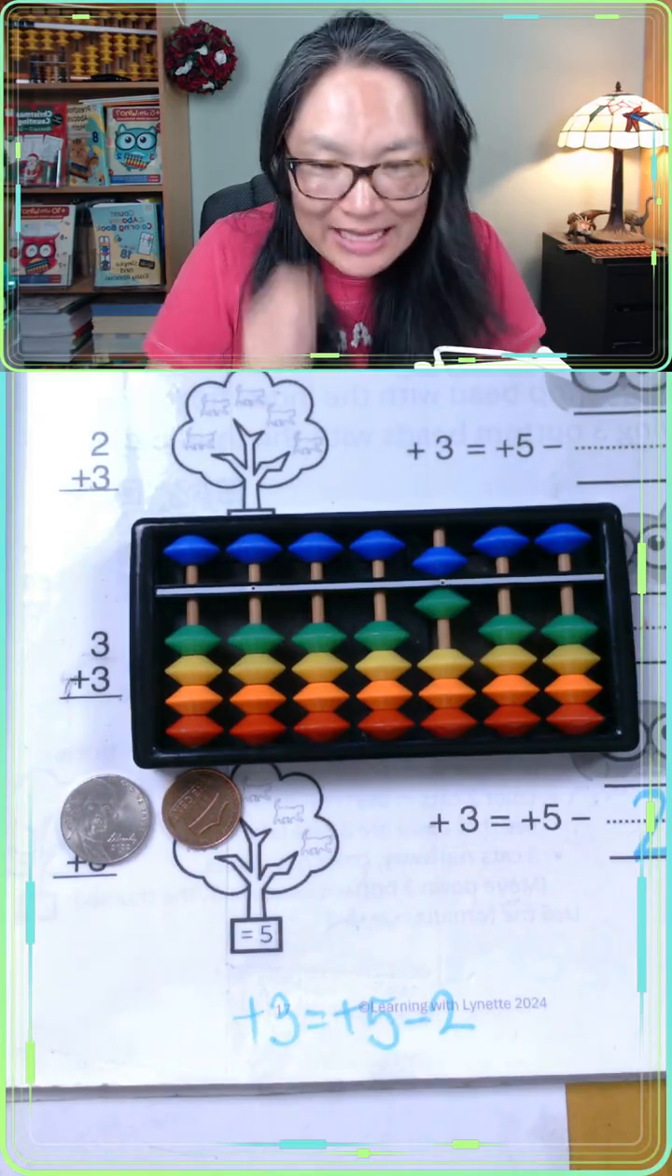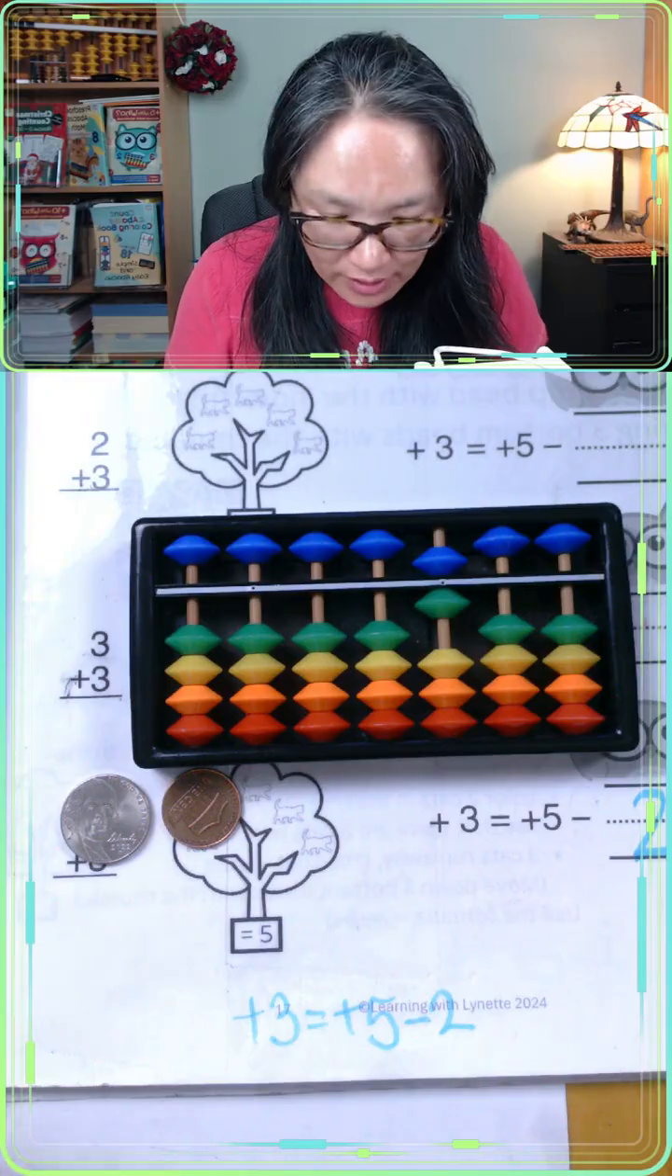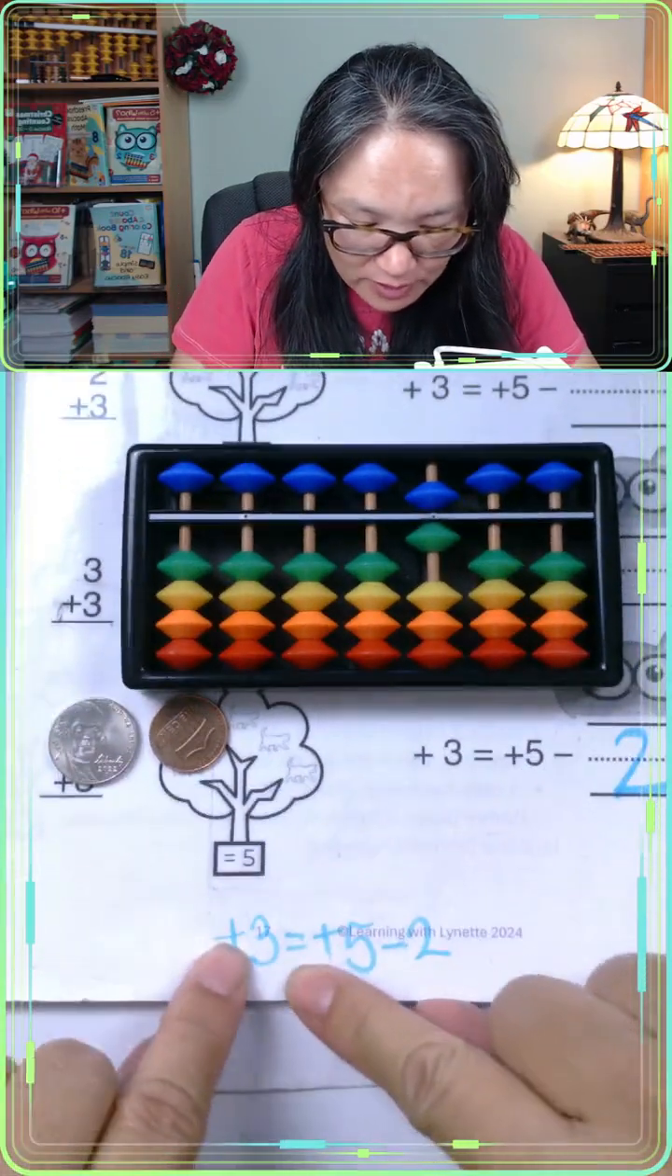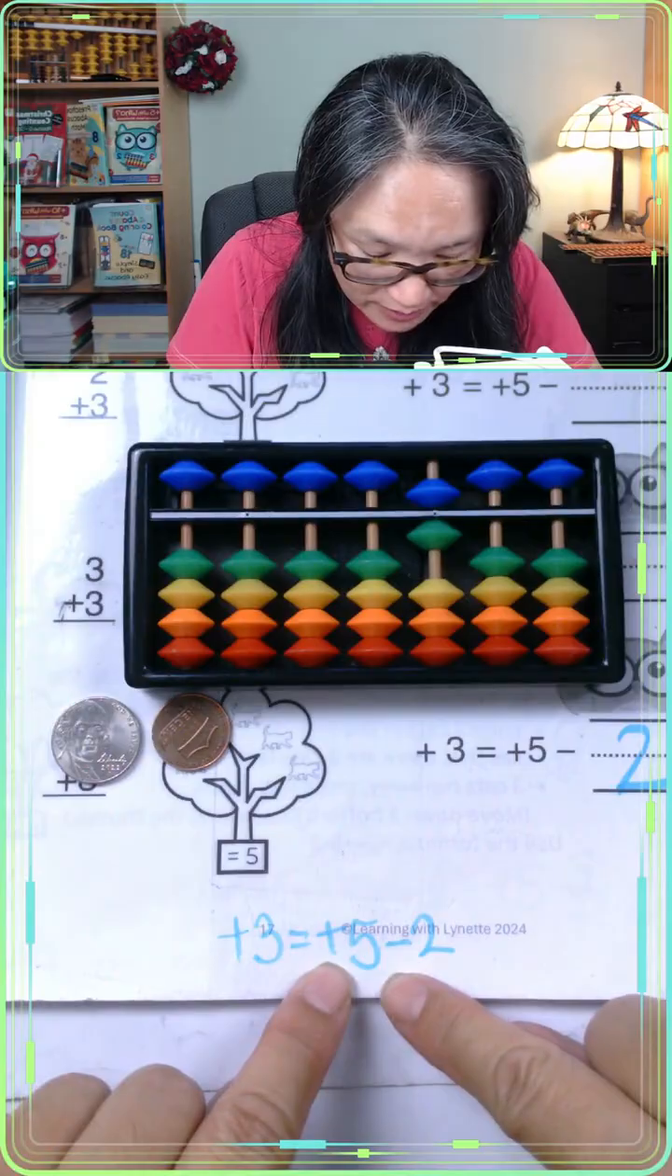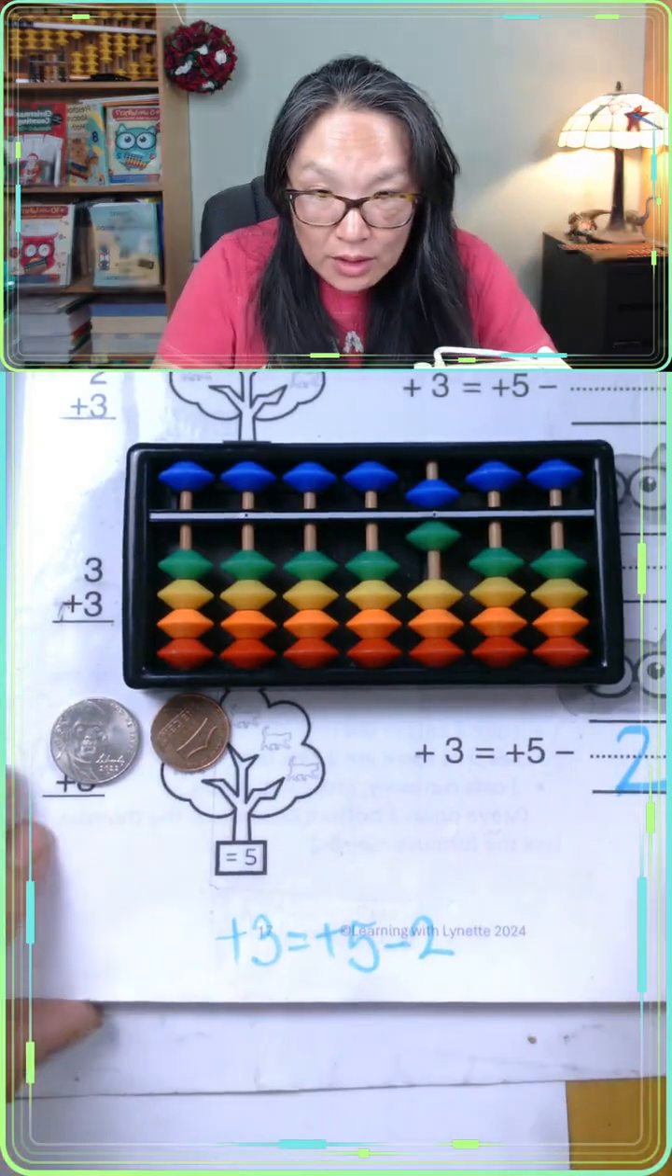That's 3. It is not 3. What is 3? Oh, what is 3? 3 is plus the 5 is equal to plus the 5 minus the 2.